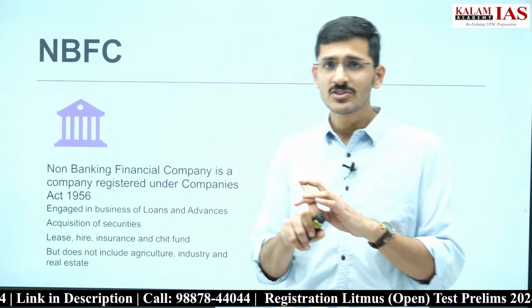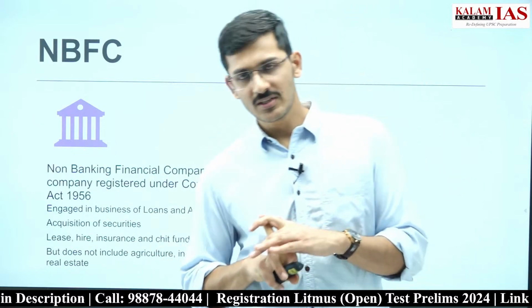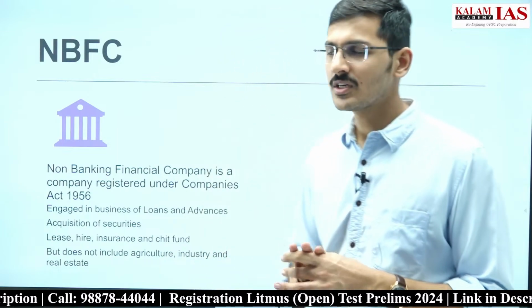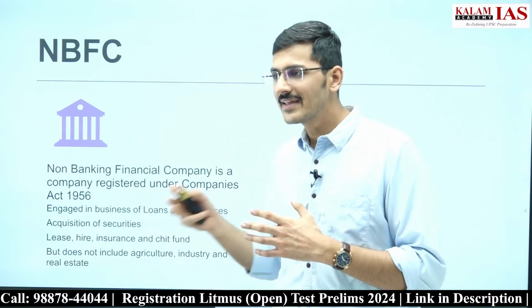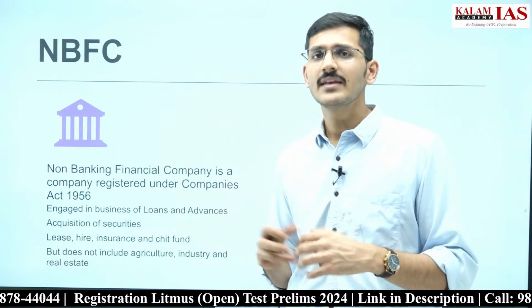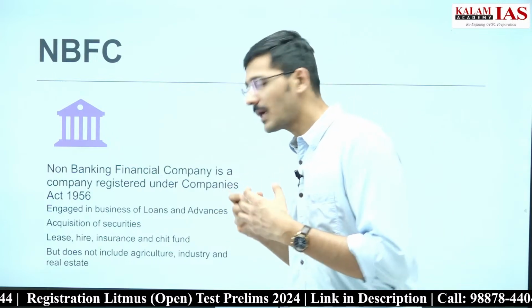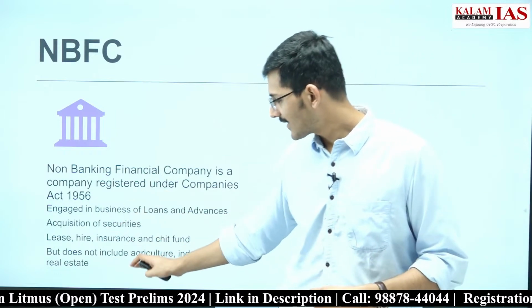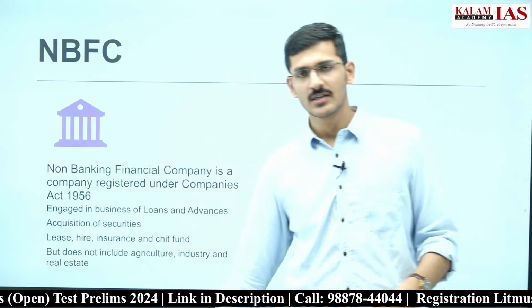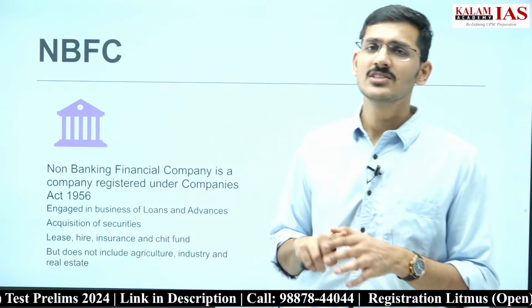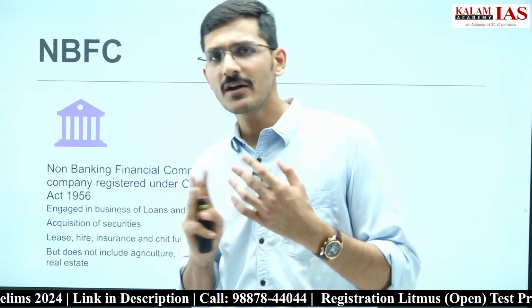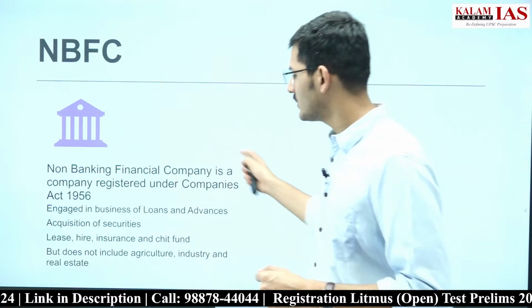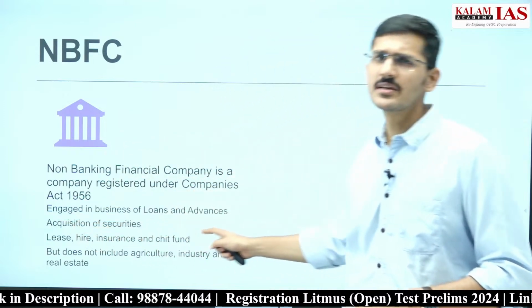First is agriculture, second is manufacturing or industry, and third is construction or real estate, or hiring and leasing or lending any property, any fixed property. So they cannot engage in agriculture, industry, and real estate. They cannot engage in any agriculture, manufacturing, and real estate. Apart from that, they can engage in all the financial intermediary businesses.